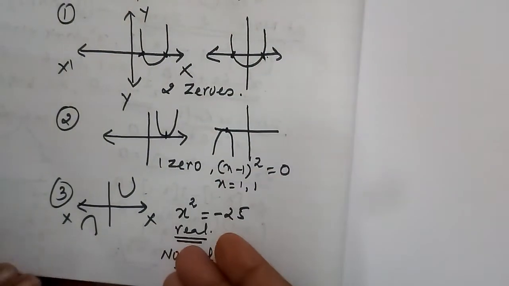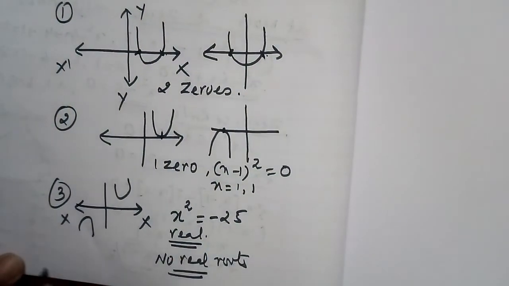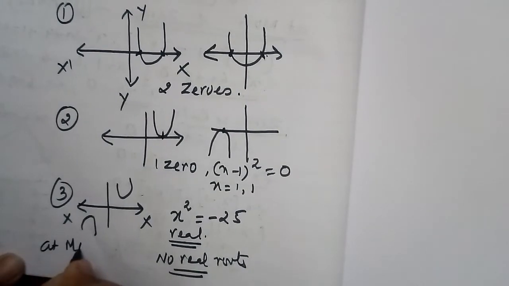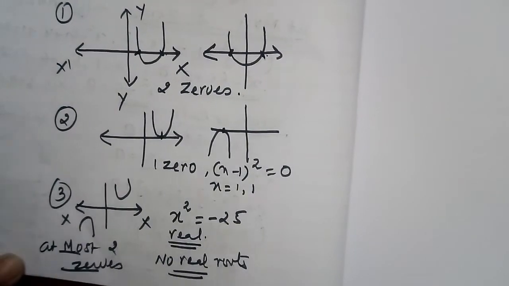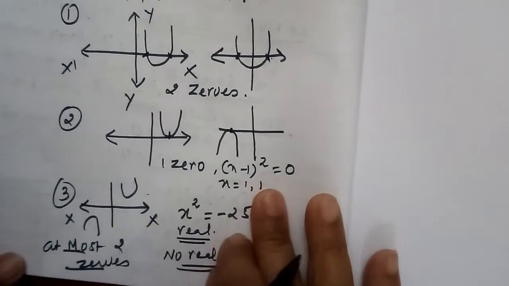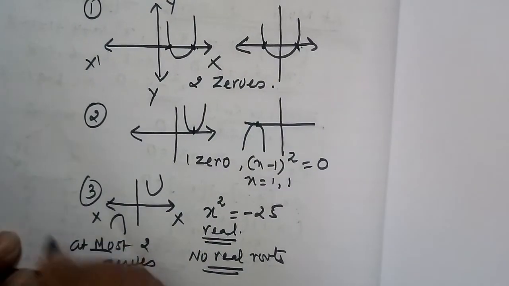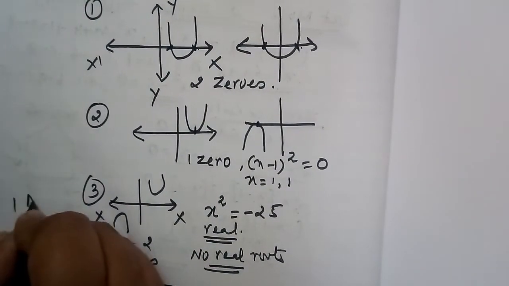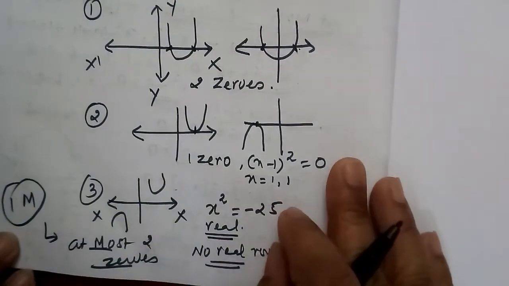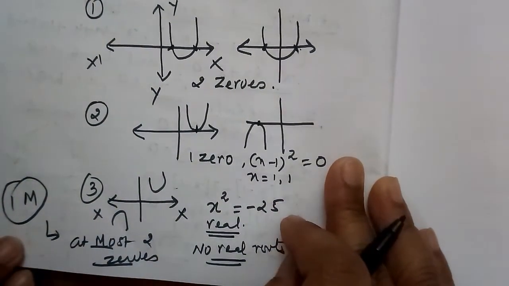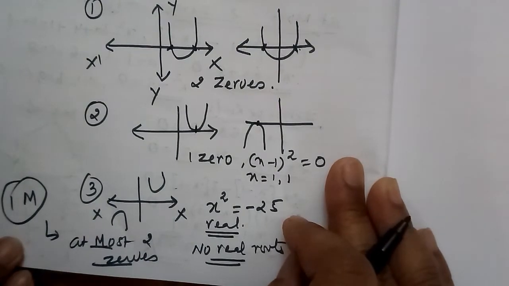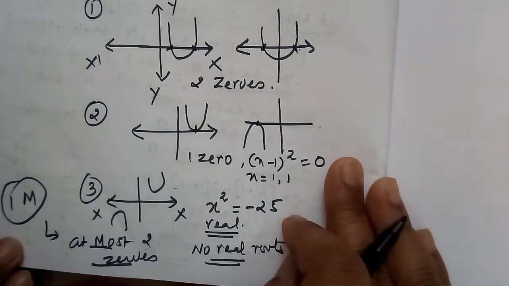If I have to compile all these three answers, I call it at most 2 zeros. And this statement which I have written over here, at most 2 zeros, is again a one marker question. I can ask you how many zeros does a quadratic polynomial or equation have? So the answer is it has at most 2 zeros, right?